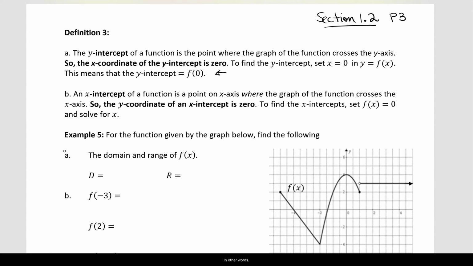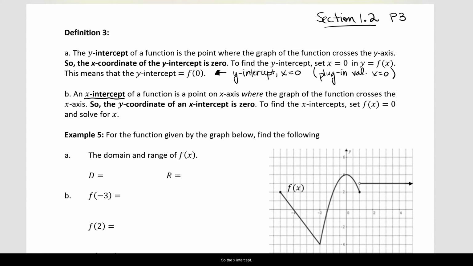So in other words, to find the y-intercept, evaluate at x equals 0. And when you're in a function rule, that means plug in the value x equals 0 into your function rule. Part B of definition 3 says an x-intercept of a function is a point on the x-axis where the graph of the function crosses the x-axis.